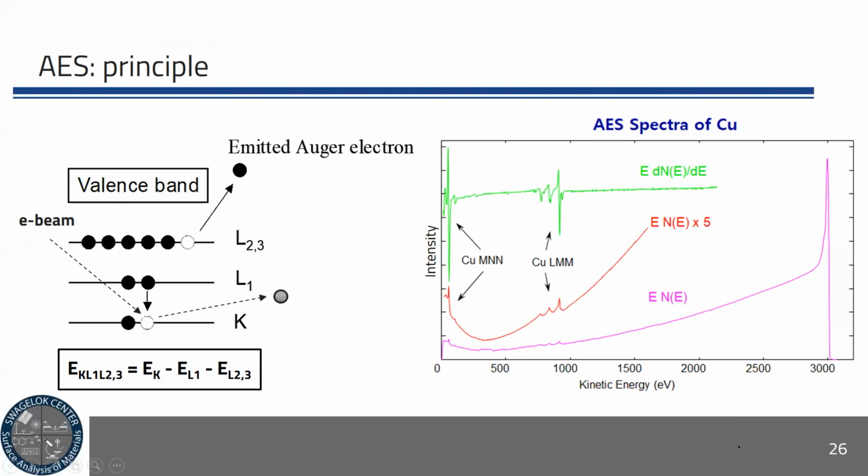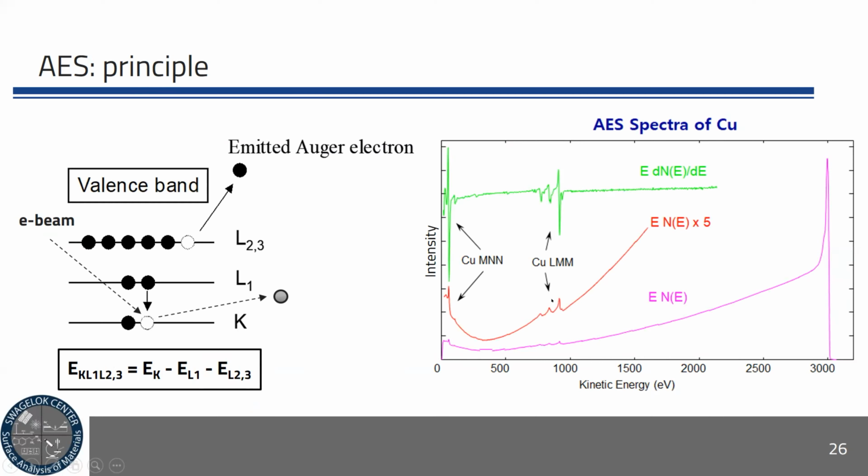All right, so what's Auger spectroscopy? I think many of you know this already, but we use an electron beam to knock out an electron, and the hole that's created in the K shell in this case is filled by an electron in the L1 shell, and that energy release is used to kick out an Auger electron from the L23 shell. And the energy of the Auger electron is shown here in this formula.